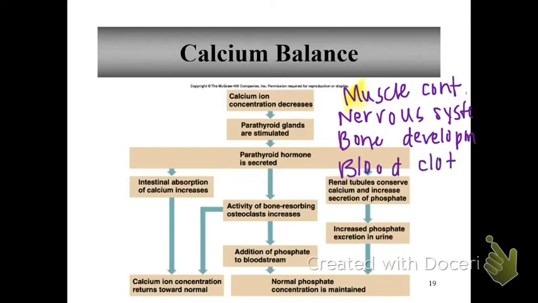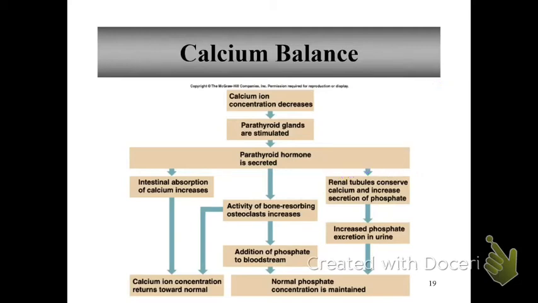Okay, so these are functions of calcium. Muscle contraction: calcium actually binds to the muscle cell and opens up the channel for depolarization. It helps with the nervous system so that the nerve impulse can jump. Calcium helps with bone development. And then it helps with blood clotting. So those are 4 functions of calcium you want to know.